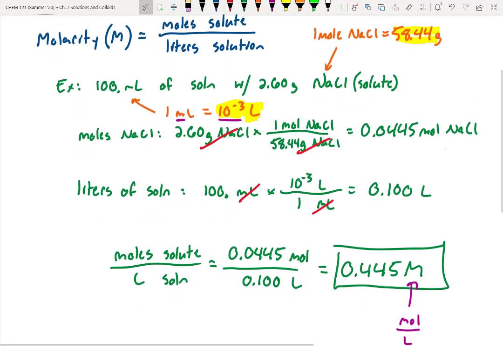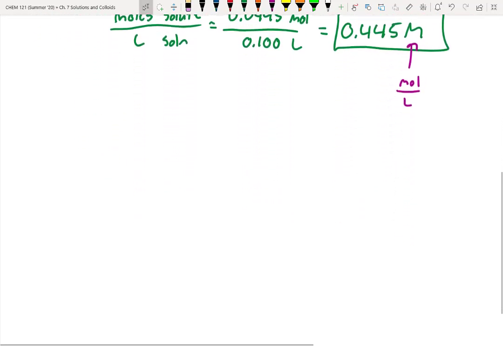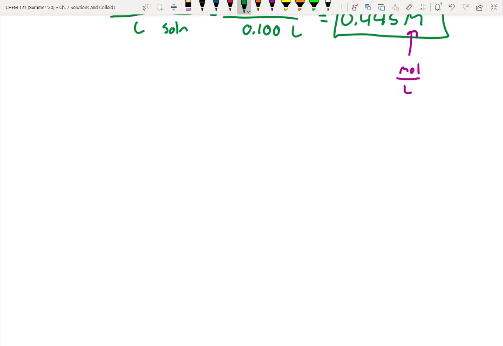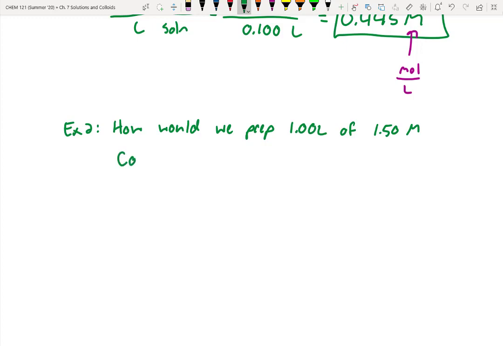Let's do another example though. So in the second example, we're going to do things a little bit differently. So I'll just write example 2 down here. And I'll say, how would we prep 1.00 liters of a 1.50, let's keep 3 sig figs in each of these, molar cobalt chloride solution.